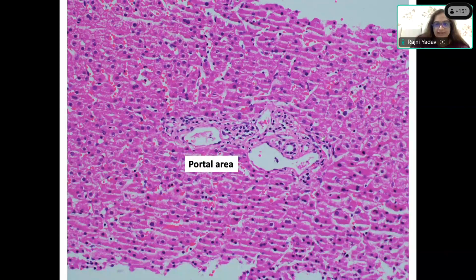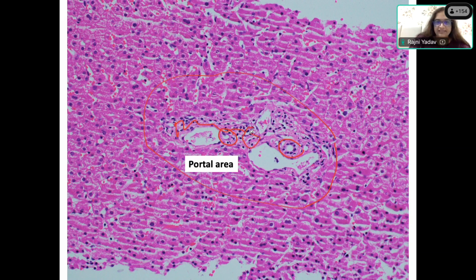Now that's the portal area. If you see this area, here we have these veins. Veins generally have a bigger lumen and a thinner wall. Now that's the duct. It has a cuboidal lining and the lumina. So this is the cuboidal lining. And then here you have a small arteriole. The arteriole will be small and the wall will be a little thicker than the vein. Now, you see there is this connective tissue in the portal area.